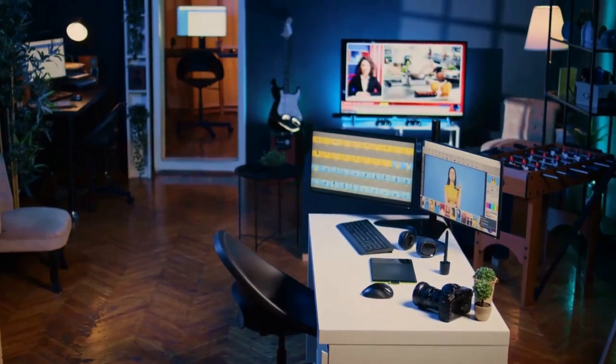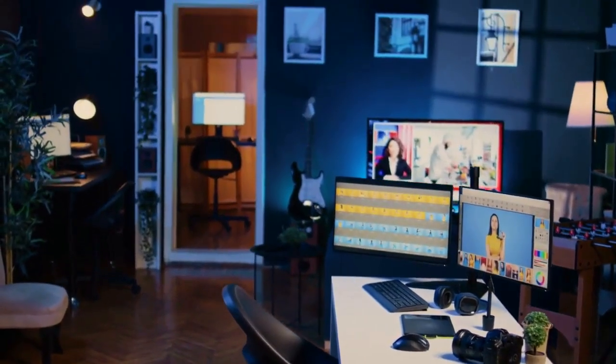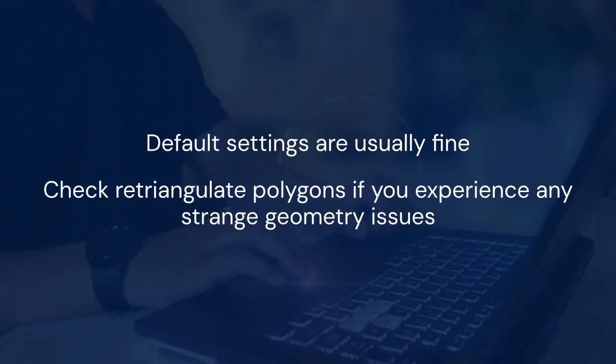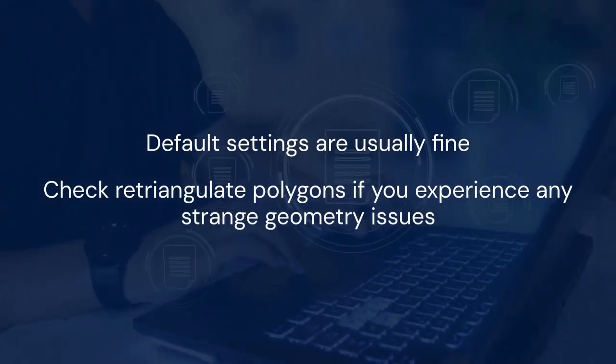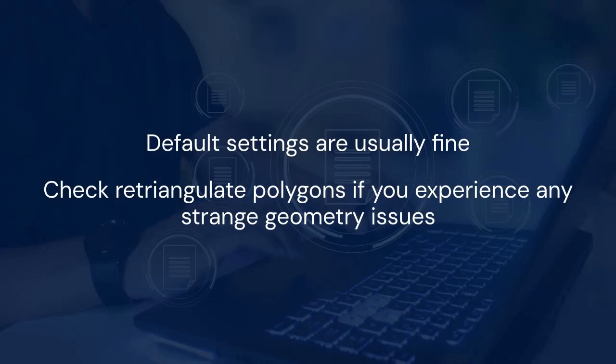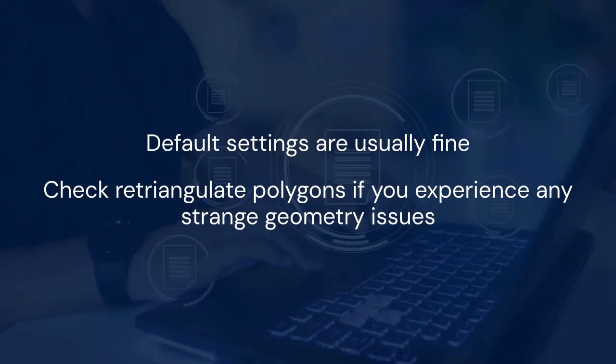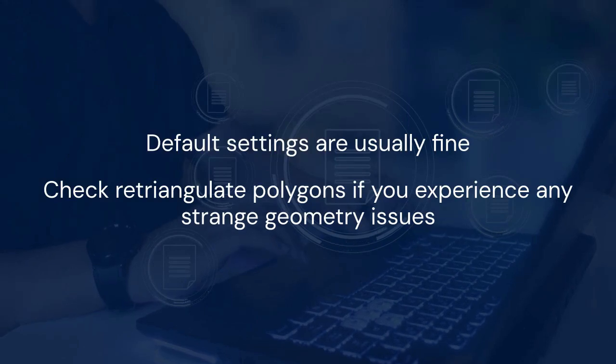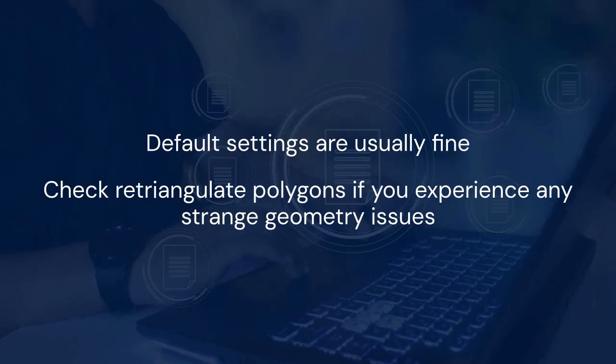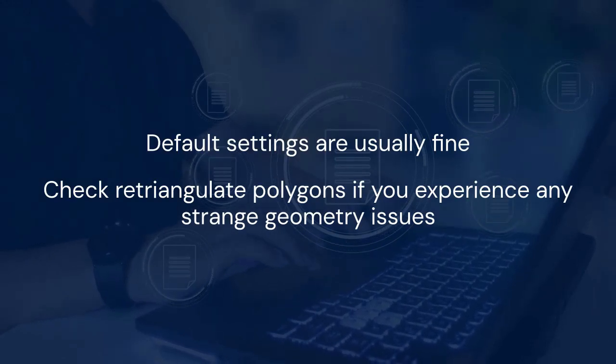Step 6. OBJ Import Options. An OBJ Import Options dialog box will appear. For geometry, the default settings are usually fine. You can check Retriangulate polygons if you experience any strange geometry issues.